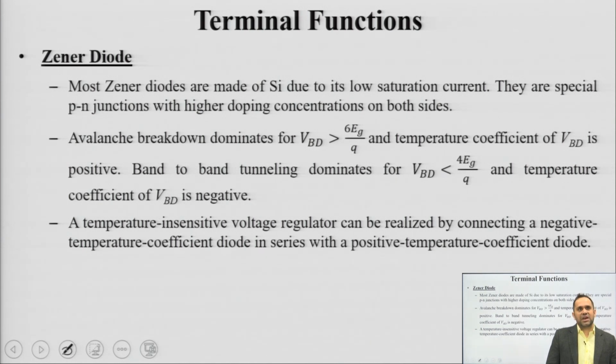If you want to design a temperature insensitive voltage regulator, you can connect a diode with negative temperature coefficient in series with that of a positive temperature coefficient. So, a Zener diode in series with a standard p-n diode where the avalanche mechanism dominates, this can produce a voltage regulator which is temperature insensitive.